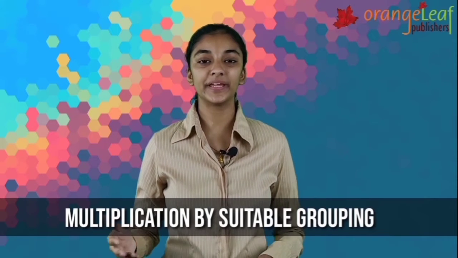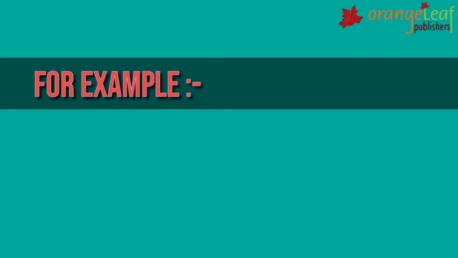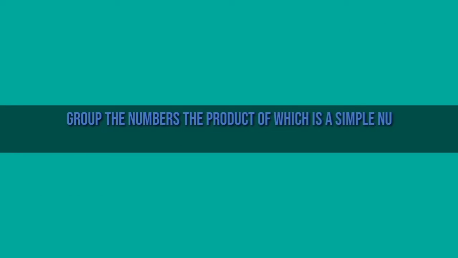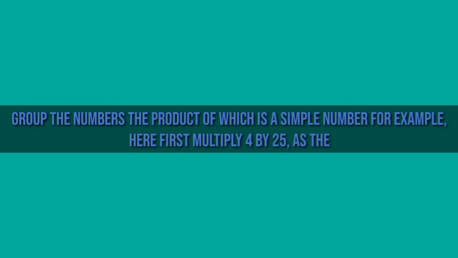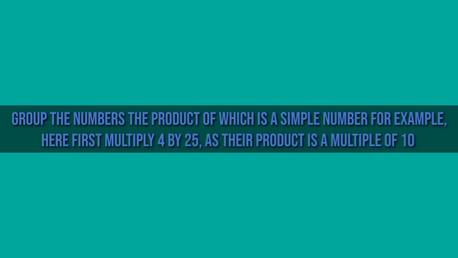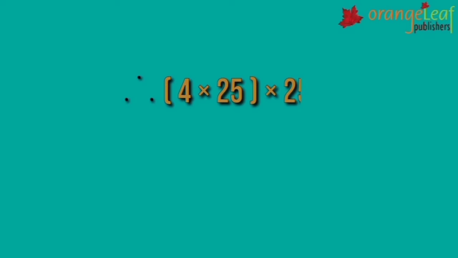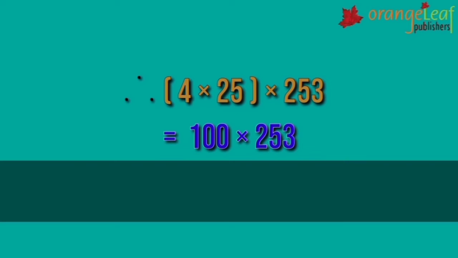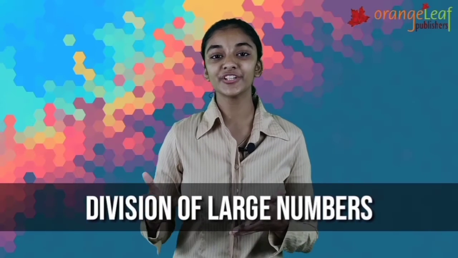Multiplication by suitable grouping. Let us take an example. 4 into 25 into 253. Solution. Group the numbers, the product of which is a simpler number. For example, here first multiply 4 by 25, as their product is a multiple of 10. Therefore, 4 into 25 into 253. So, we get 100 into 253. The answer we get for this is 25,300.